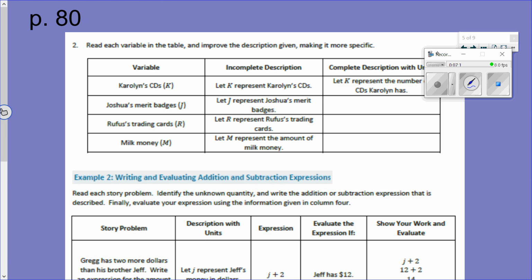Good, I like that. So J equals number of Joshua's merit badges. So trivia question, how many merit badges does it take to become an Eagle Scout?